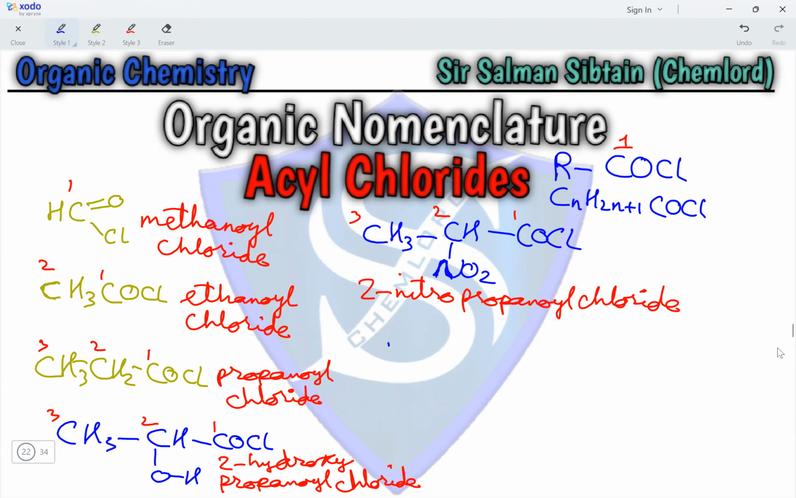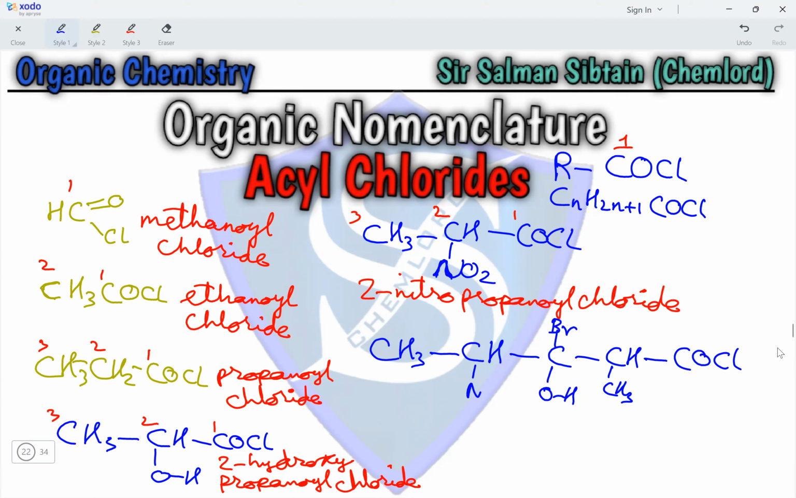So the compound is now CH3, CH, C, CH, COCl. We will introduce a methyl group, a bromo group, a hydroxy group, and a nitro group together. So the numbering is fixed, being 1, 2, 3, 4, and 5. So the name of this compound will be based on the alphabetical preference of the substitute groups.